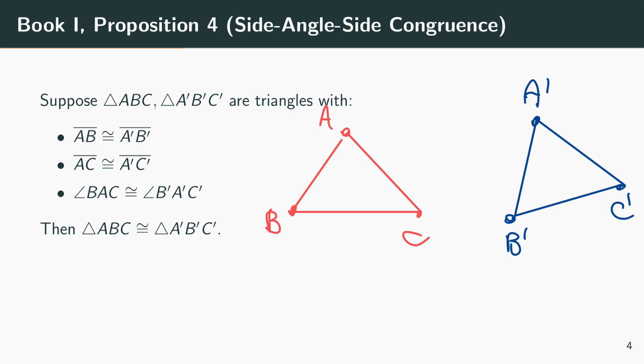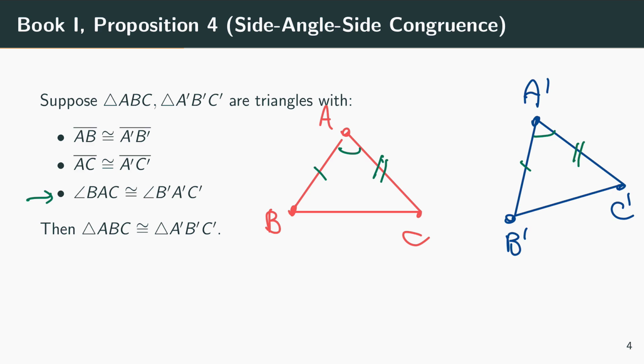We only need the angle in A to be congruent to the angle in A prime. That's this last bullet point I have here. And then we need the sides adjacent to that angle to be congruent with each other. So AB should be congruent to A prime, B prime, and AC should be congruent to A prime, C prime.